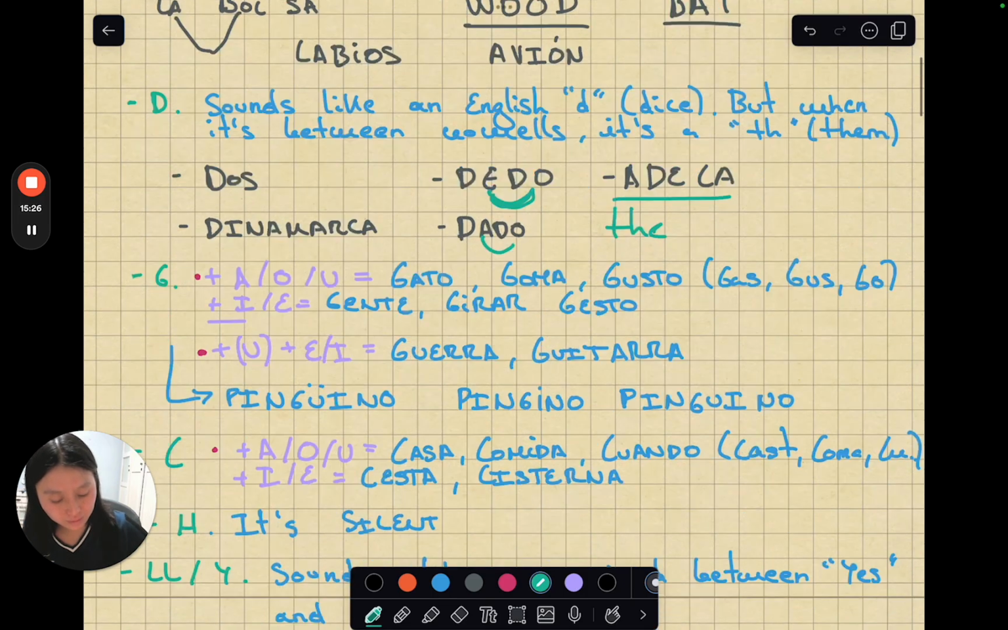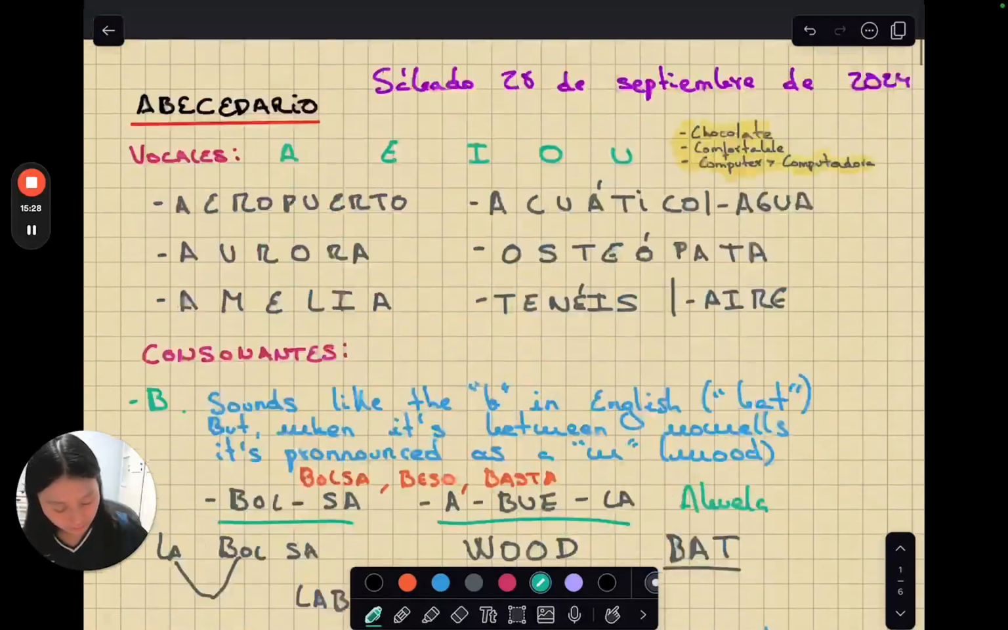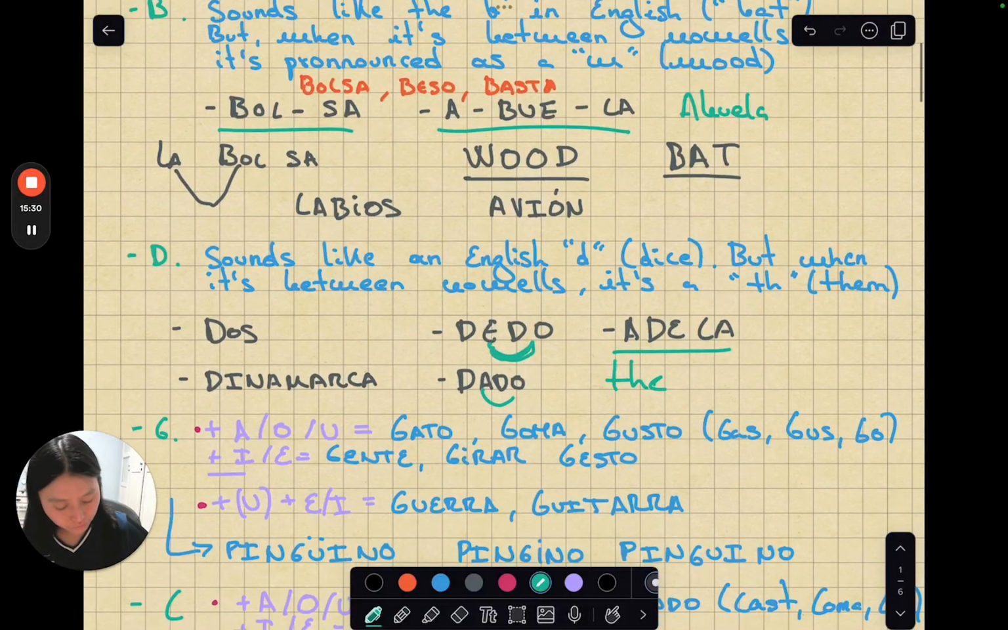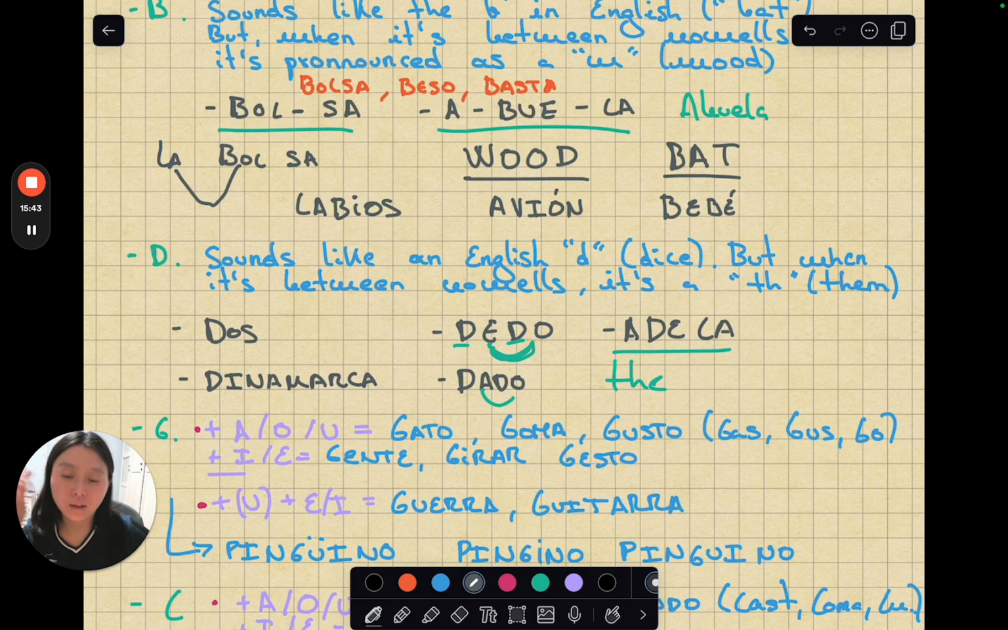And I said that in dedo, the first D is a D and the second is the soft sound. The same would happen with the B and the word bebé, for example, baby. Okay, in bebé, the first B would be a B and the second one would be the soft B. Bebé. If this is difficult for you to pronounce, I recommend you change the graphics.